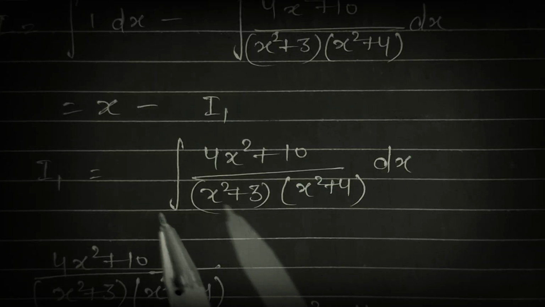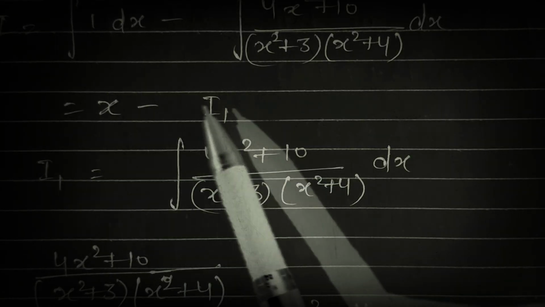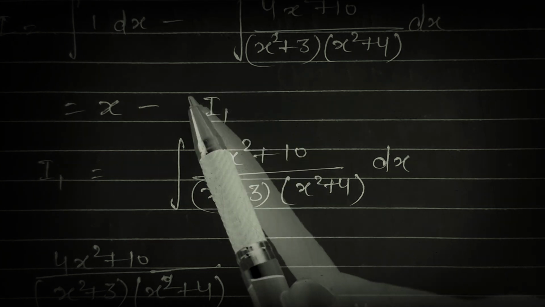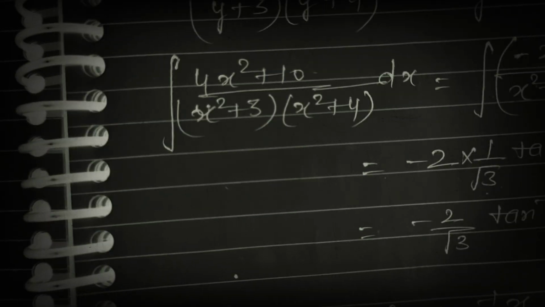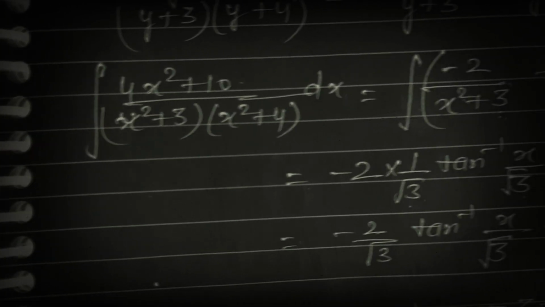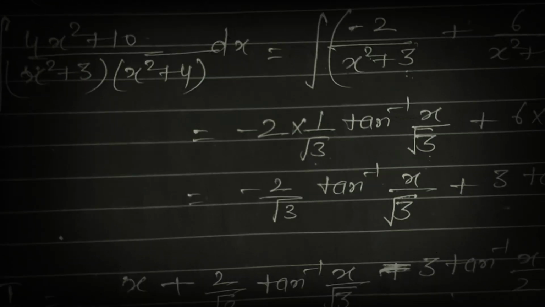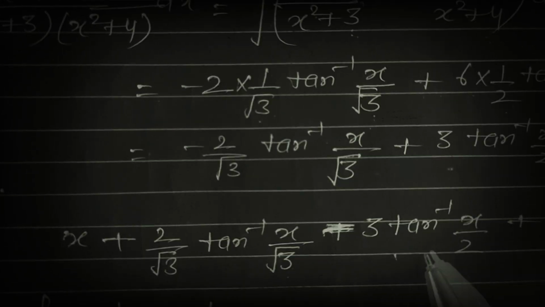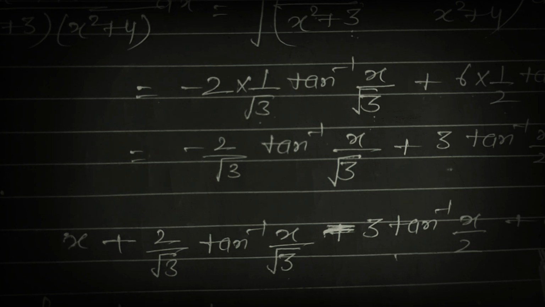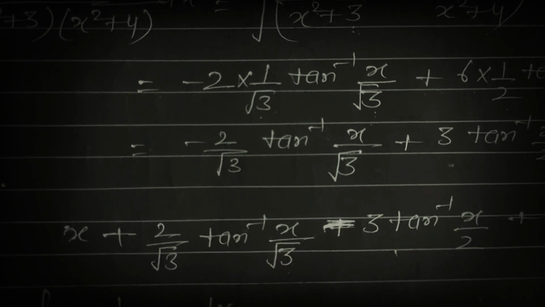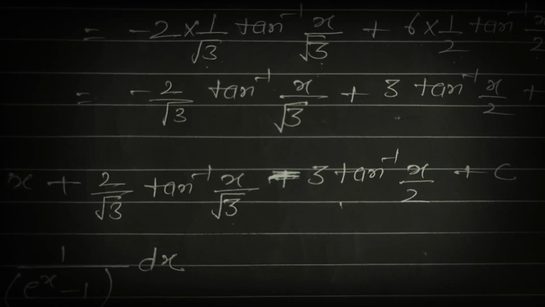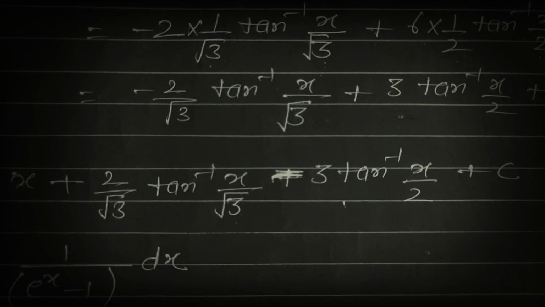Then putting in this, I is equal to x minus I1; I1 की वैल्यू इसमें पुट कर देंगे. Then we will get the answer: x plus 2 by root 3 tangent inverse x upon root 3 minus 3 into tangent inverse x by 2 plus c. Clear? So this is the answer. In this way we can do questions by using partial fraction.